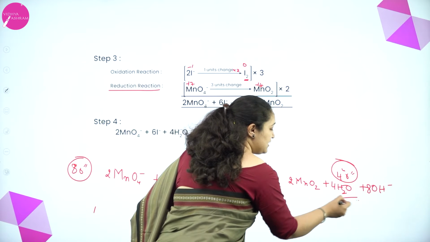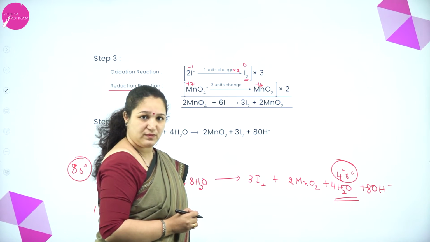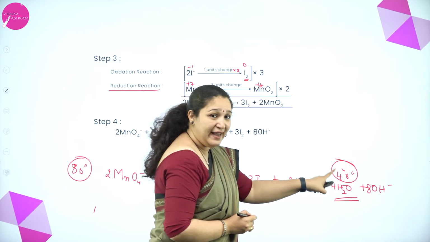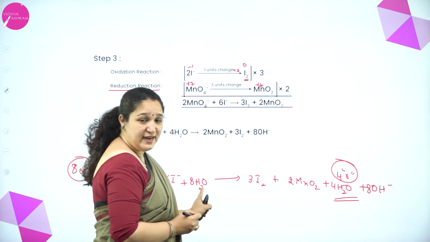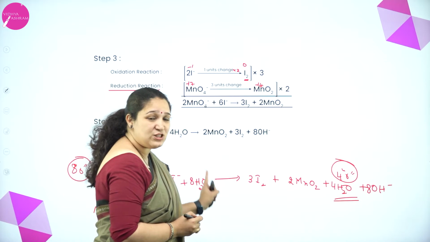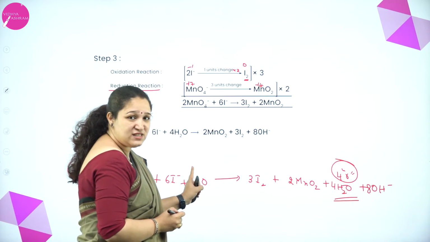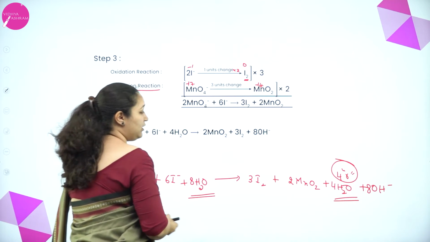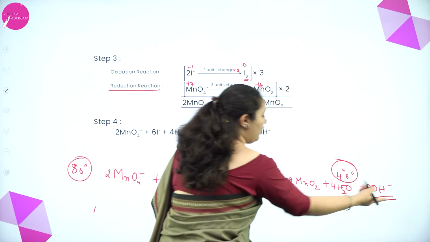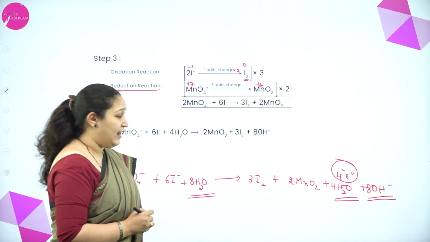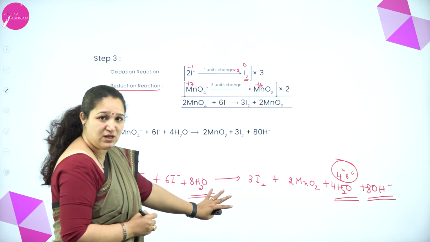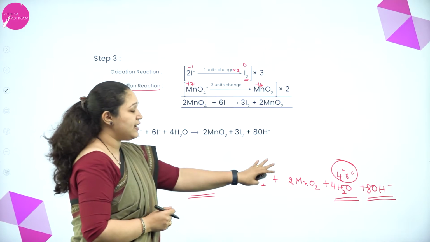I added first 4 water molecules. Okay. 4 2s are 8 hydrogen atoms are deficient on the reactant side. I will not add H plus ion. I'll instead add 8 water molecules and an equal number of OH minus on the other end. Okay. Now what we have to do? This is not my balanced equation. Why? On both the sides I have water.